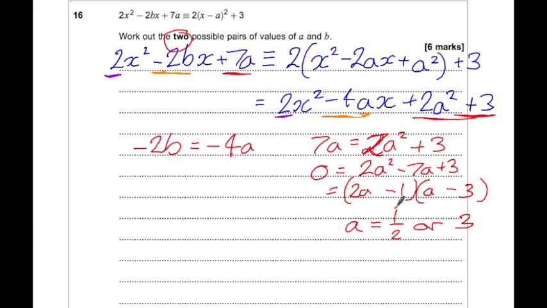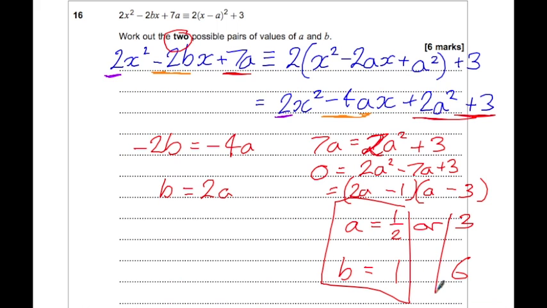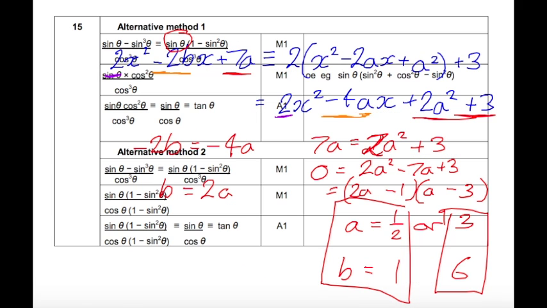So now we need to sub these into this equation. So let's simplify it a bit and divide both sides by minus 2. So we've got b equals 2a. So if a is a half, b will be 1. If a is 3, b will be 6. So those are our two solutions. A is a half and b is 1, or a is 3 and b is 6.